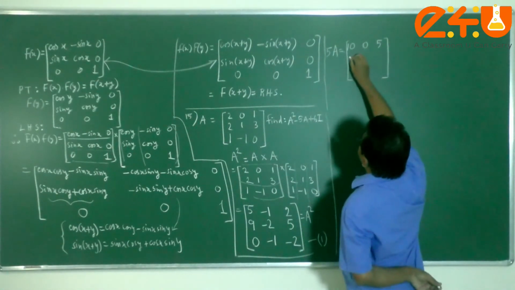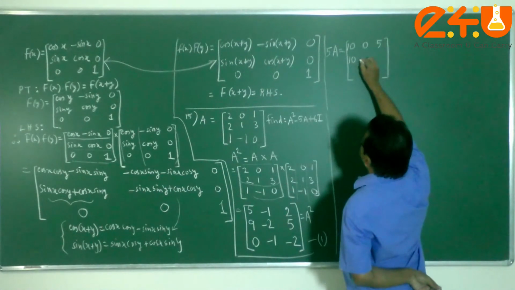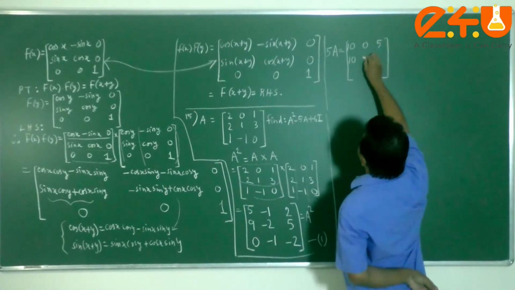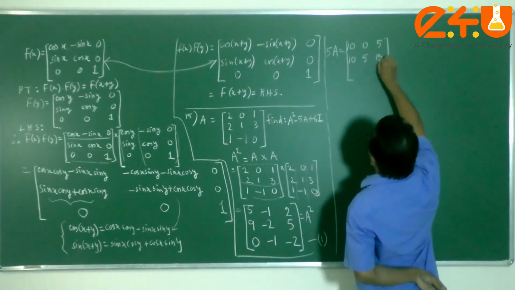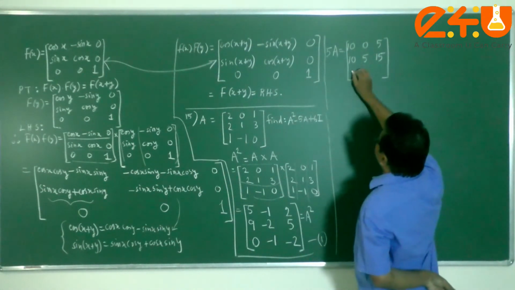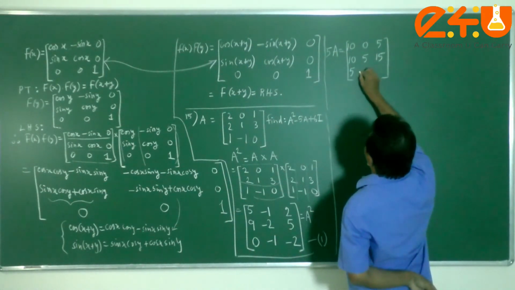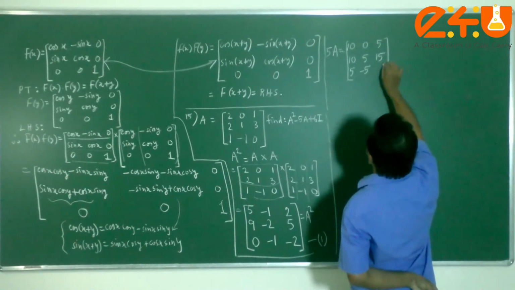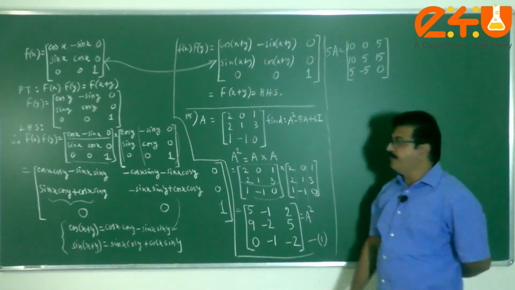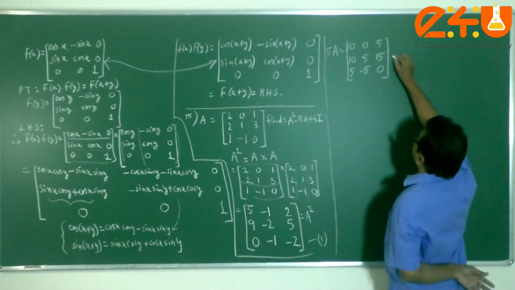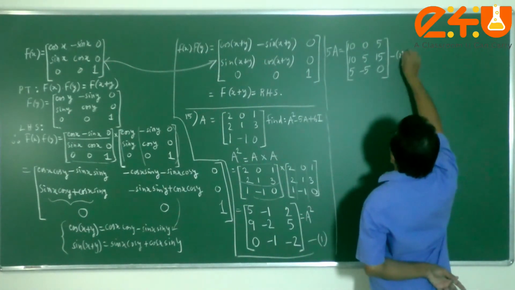Let us continue. 2 times of 5, and 1 multiplies 5, and 3 also is multiplied by 5, 15. 1 into 5 minus 1 into 5 makes minus 5, and 0 in position 3, 3. Let us call it result 2.